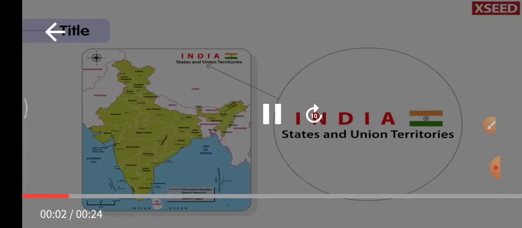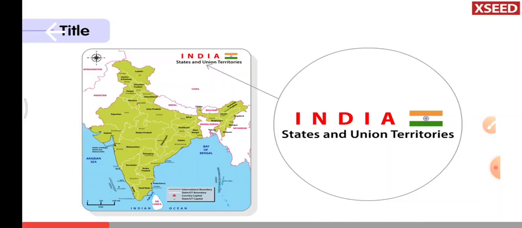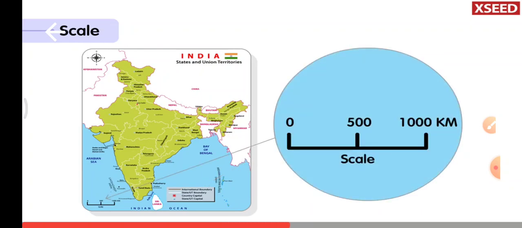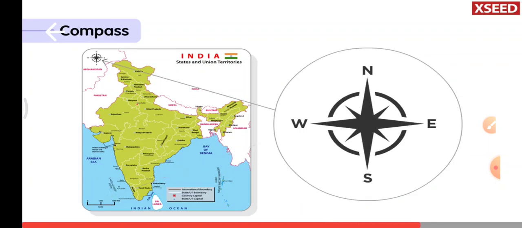The title on a map helps us know what the map is about. The legend shows the symbols and colours used on the map. The scale shows the relation between distance on the map and the actual distance on land. The compass shows the direction.